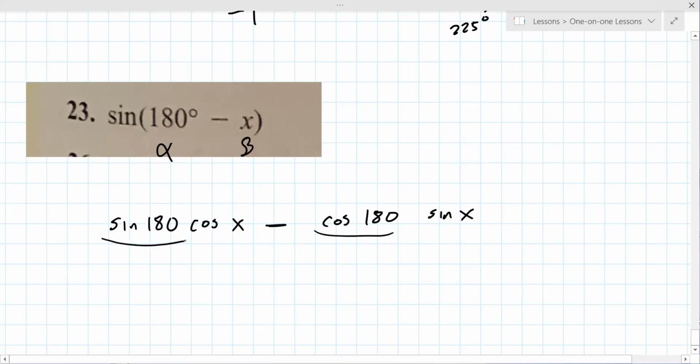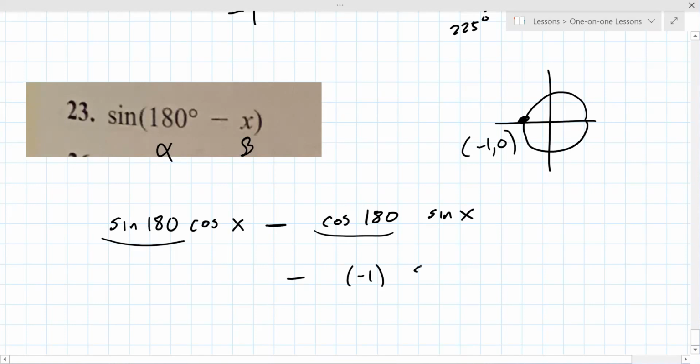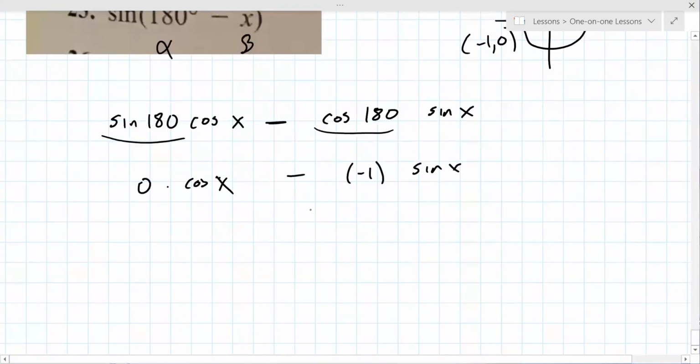On the unit circle, 180 degrees is over here. So what's going on there? Well, it's (-1, 0). That means that cosine is -1, but the sine is 0. So 0 times cosine x minus the left one, 0, so this just becomes sine x. Okay, great.